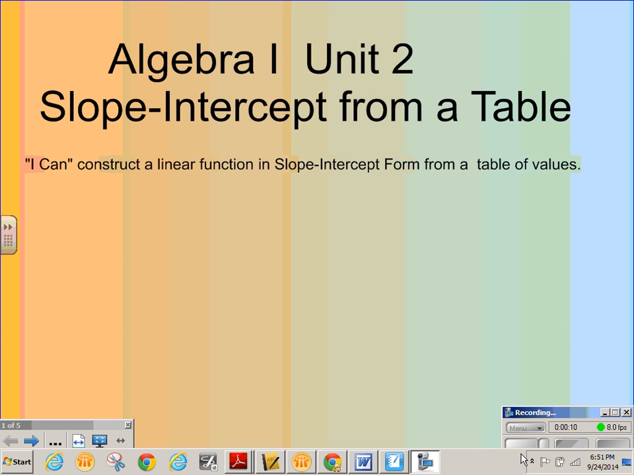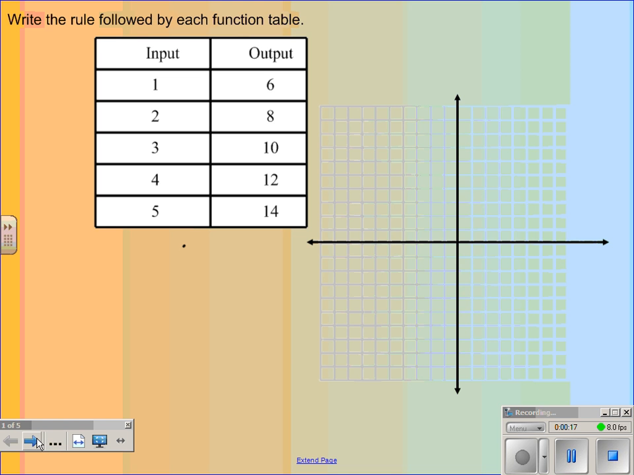Today our I can statement is: I can construct a linear function in slope-intercept form from a table of values, which really means that we're going to take a table of values and write an equation in slope-intercept form.